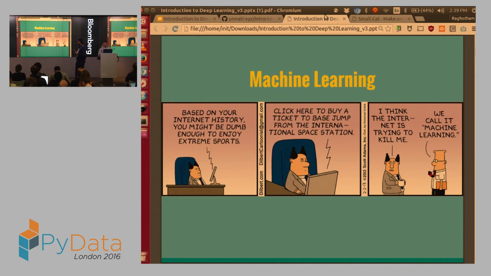So this cartoon probably explains it all. There's a boss who says the internet is telling him that he might be dumb enough to enjoy extreme sports, and he goes to his employee and says, the internet's trying to kill me, and the employee says, this is what we call data science, or machine learning.